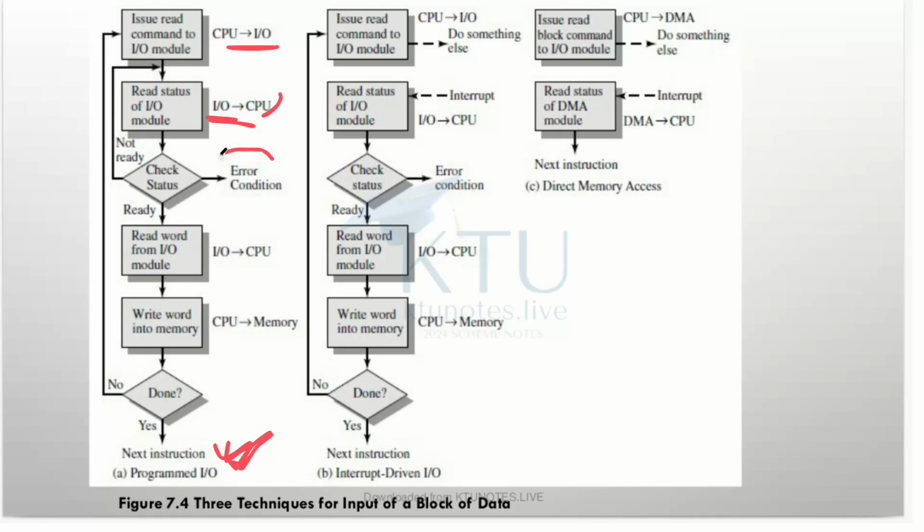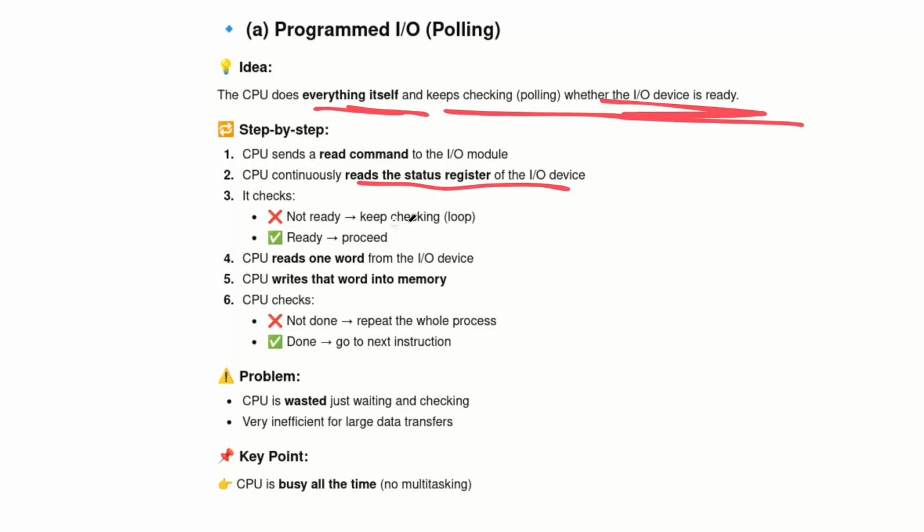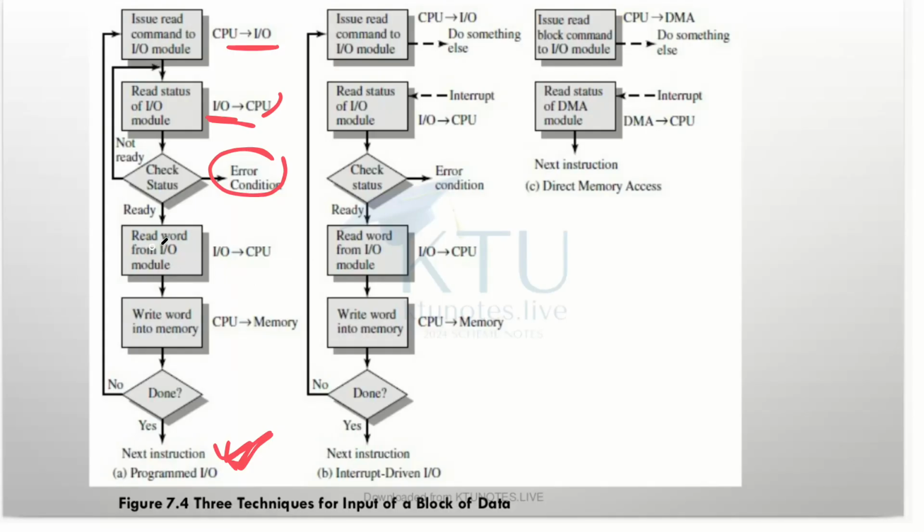If it is not ready, it will check the status again, like that. Sometimes an error condition can also occur. If it is not ready, it keeps checking. If it is ready, the CPU reads one word from the IO module.